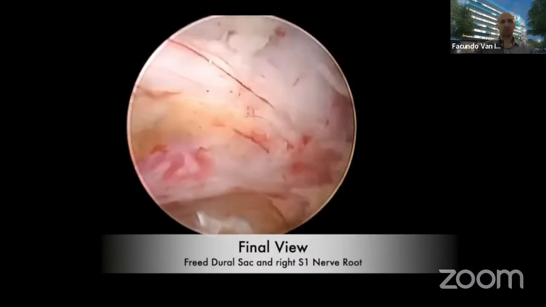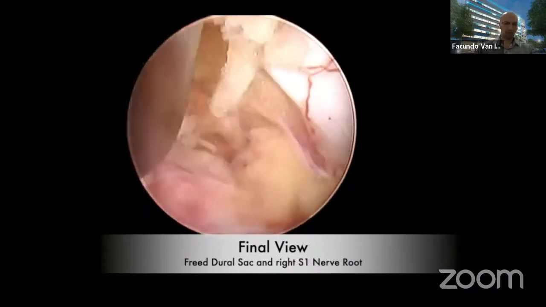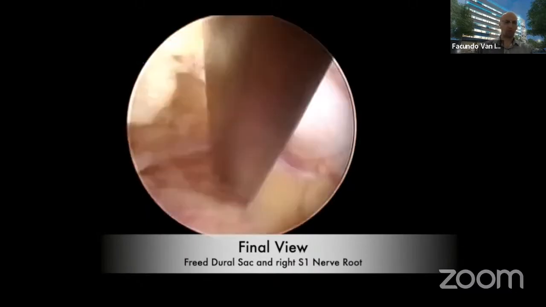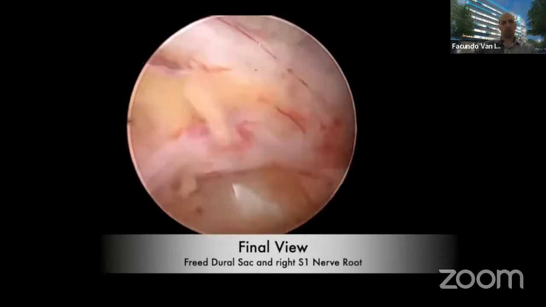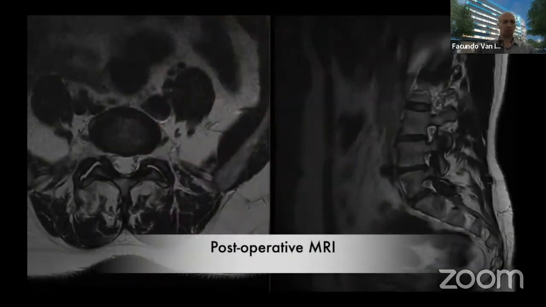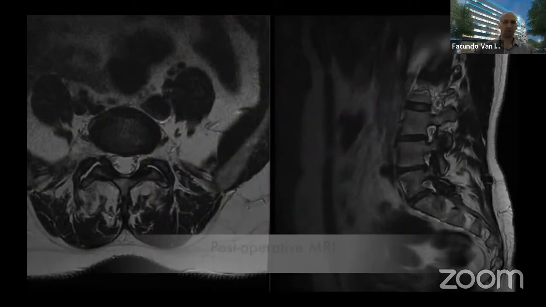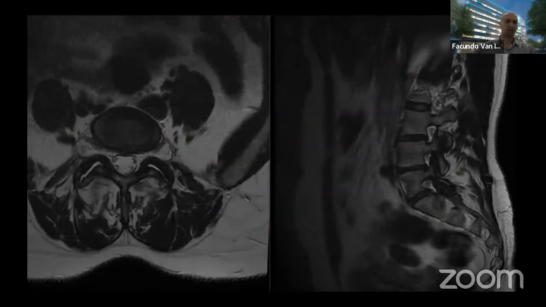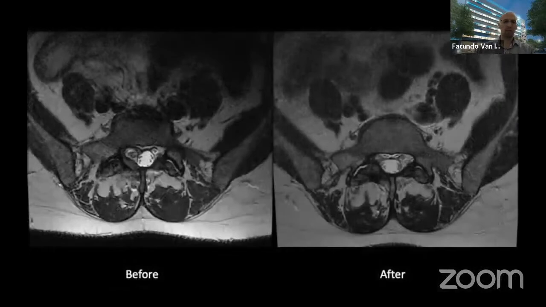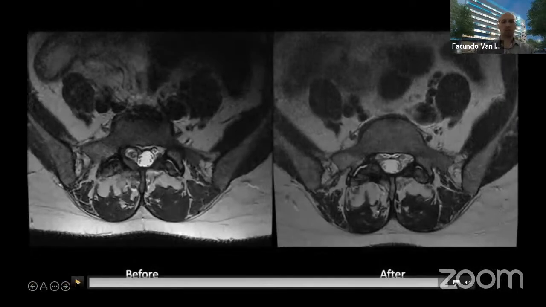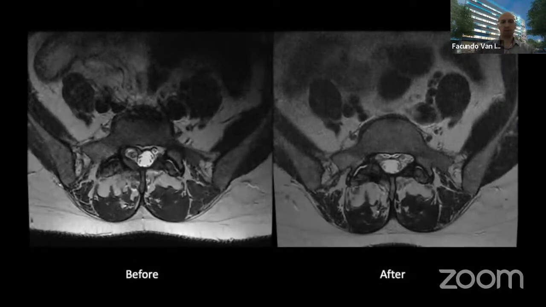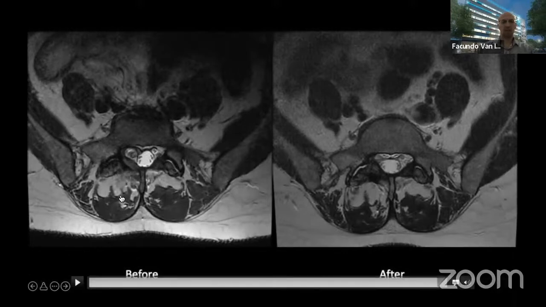And the thing is that when we do some postoperative MRI control, we see the absence of the cyst, and not only the absence of the cyst, but the absence of damage to muscle and ligaments. The same muscle that the patient had before is the same that she had after the surgery.